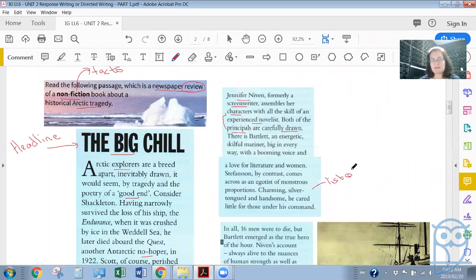Why do we use lists of 3, do you think? Type your answers there in the chat box, a list of 3. Why describe this character as charming, silver-tongued, and handsome? Why not just say handsome? He cared little for those under his command. Why should we use this list of 3? Charming, silver-tongued, and handsome. Let's see if you've got some answers there.